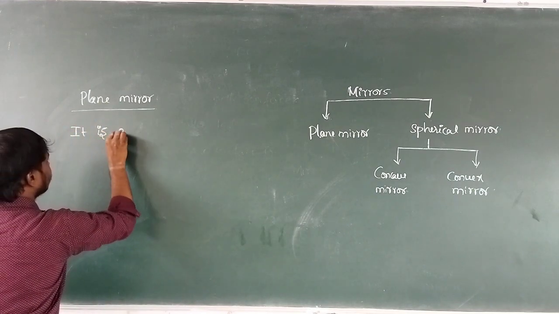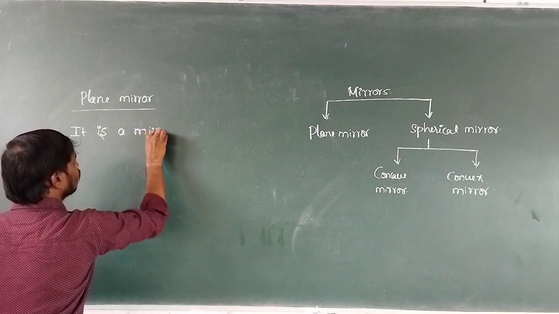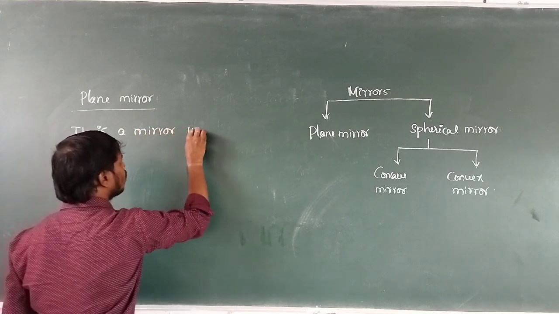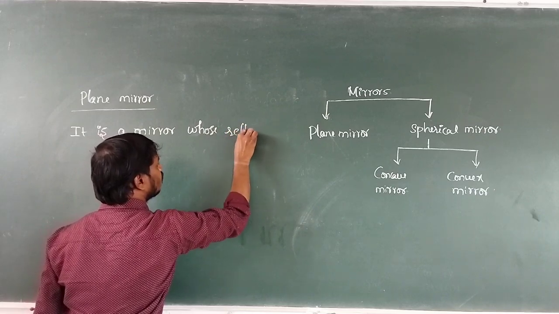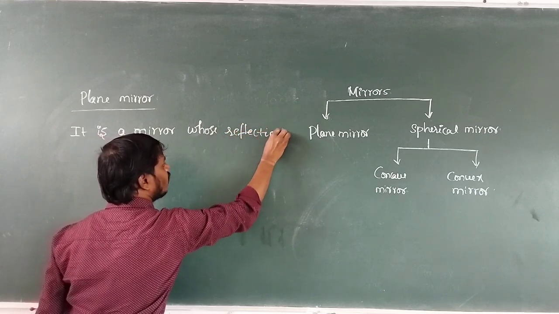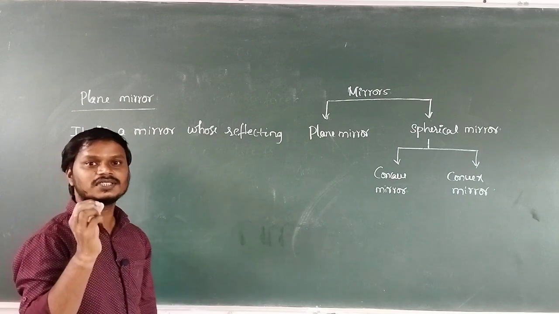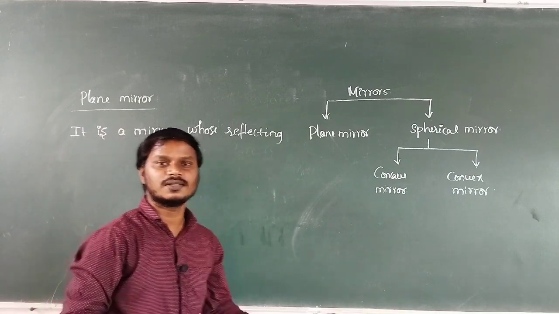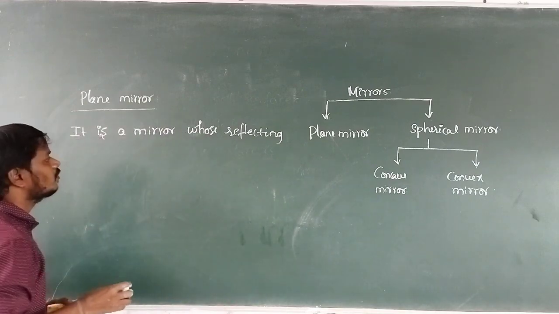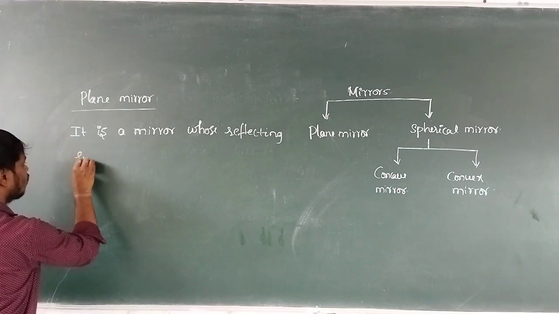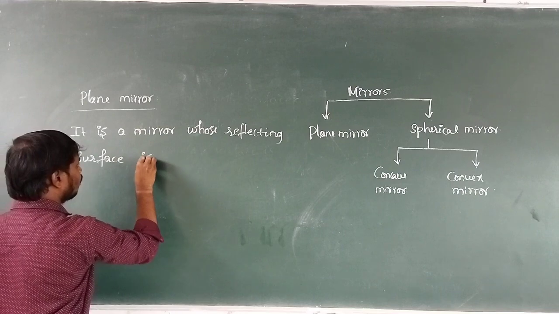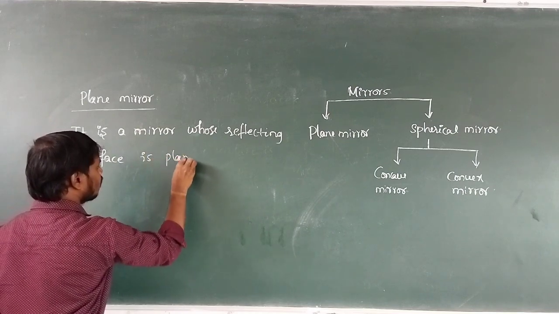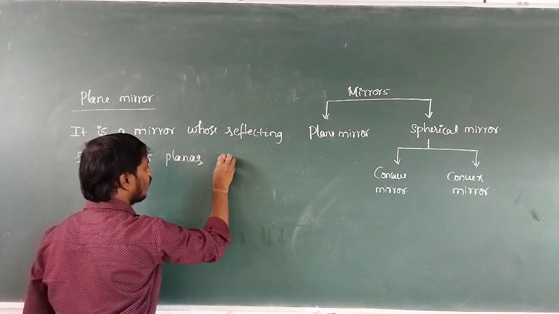It is a mirror whose reflecting surface is planar or flat. What do you mean by reflecting surface? The surface at which reflection takes place is called reflecting surface.